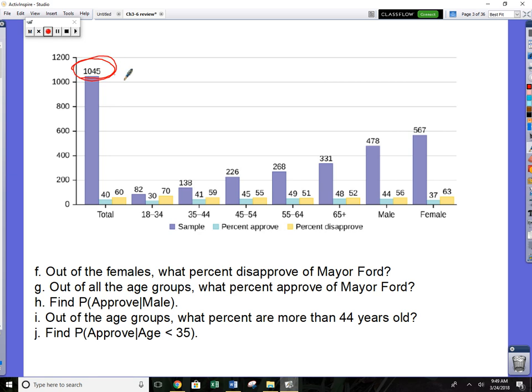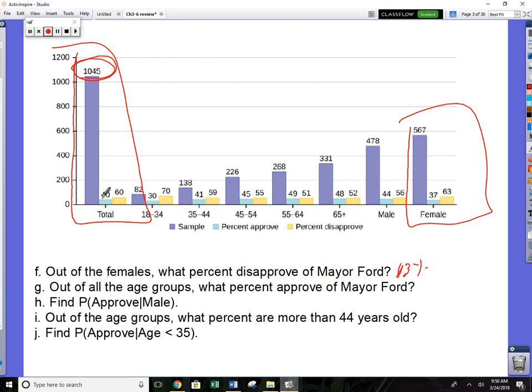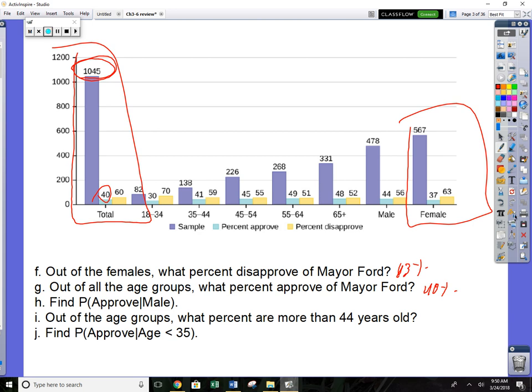We're not looking at all of these 1,045. Given that the person is a female, what percent disapprove? So you're only looking at the females. You're only looking at these 567, and these are percentages. So 63% disapprove. Okay, look at G. Out of all the age groups, what percent approve of Mayor Ford? So all the age groups, we're looking at the whole sample, and it looks like 40% approve. So far those two are pretty easy.